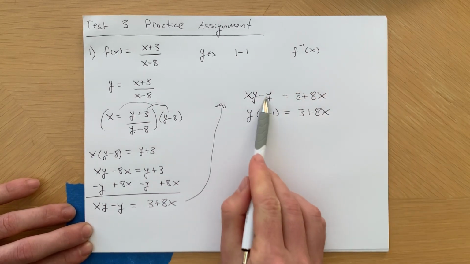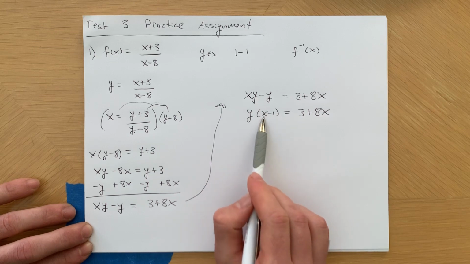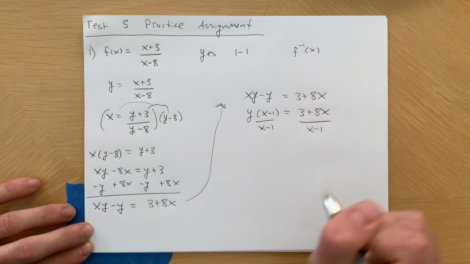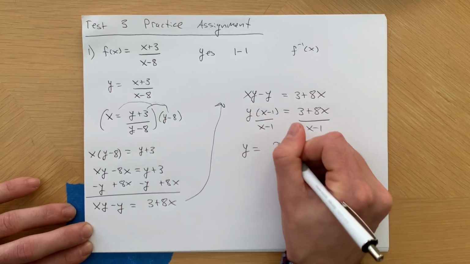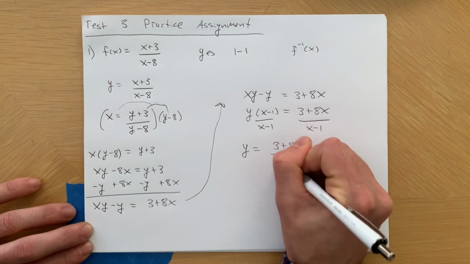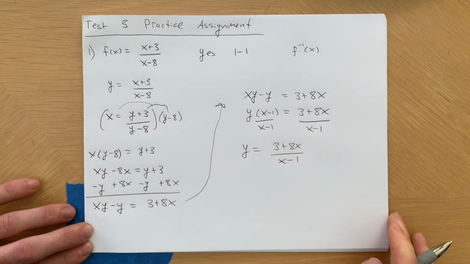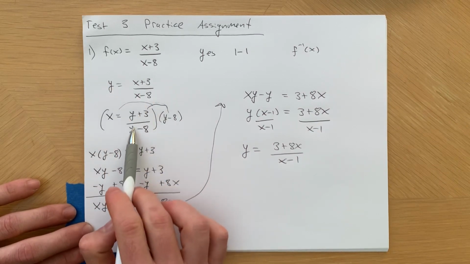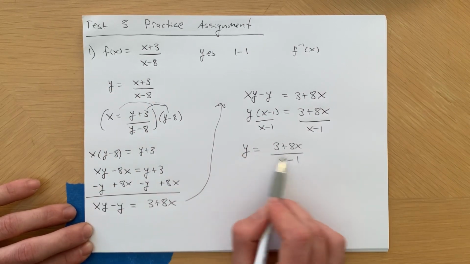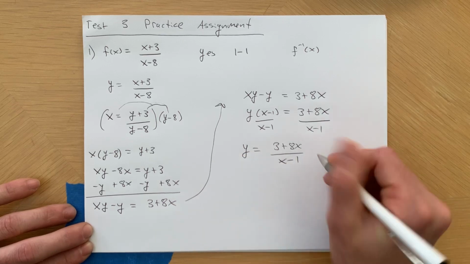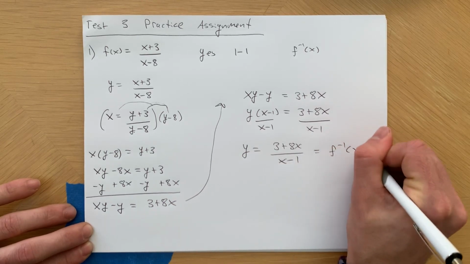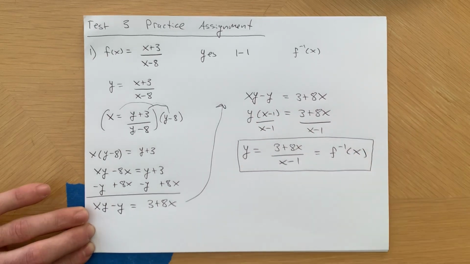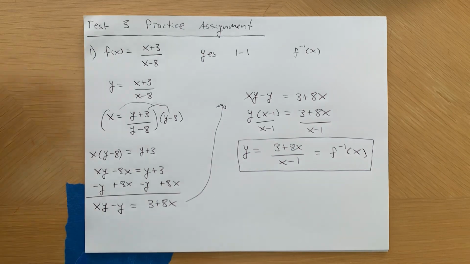And so now once we factor out the y from this piece, we have the y times this, we can divide this x minus 1 over to the right. And we end up getting y is equal to (3 + 8x) over (x - 1). And like we said a second ago, after we do the step where we replace the x's with the y's and the y's with the x's, and we solve for the y, solving for this y right here is going to be our f inverse. So this is equal to f inverse of x. Okay, and so that takes care of the first problem.